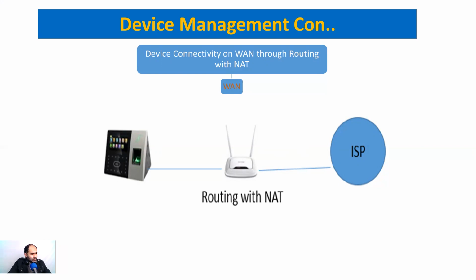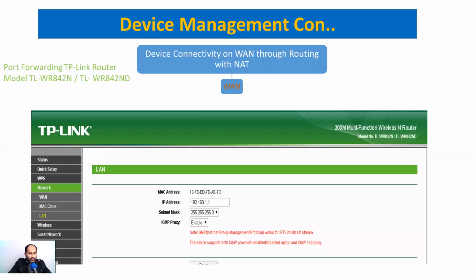You have to access your router's web page in any browser you are using, Firefox or Chrome, at 192.168.1, which is the router IP. This is the TP-Link router, a 300 multifunction wireless router. Here we have a LAN interface. As we know, a router has two interfaces, one is the LAN and the other is the WAN. The WAN interface is connected to your ISP and the LAN interface is connected to your internal network.